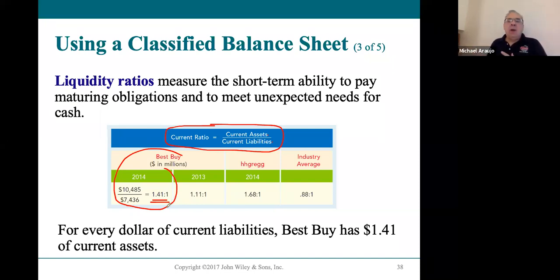What does this really mean? Well, they have $1.41 of current assets to cover every dollar of current liabilities. And that's basically how you would read a current ratio. The amount of current assets to the amount of current liabilities. These are the total numbers here. When they are simplified, in this case, it's $1.41 of current assets to every dollar of current liability. So Best Buy has more than enough current assets to cover its current debts. So they're in a pretty decent position.